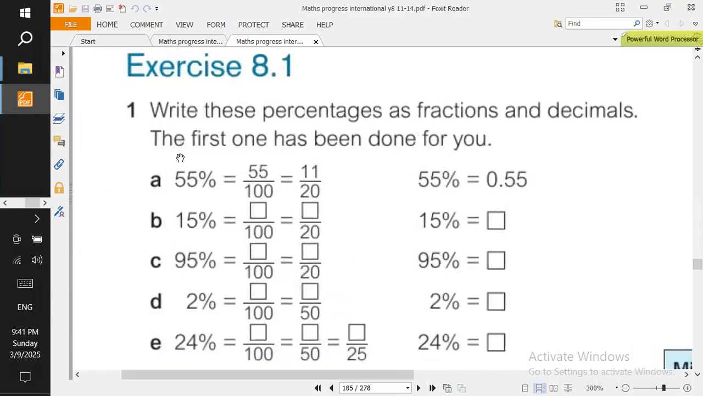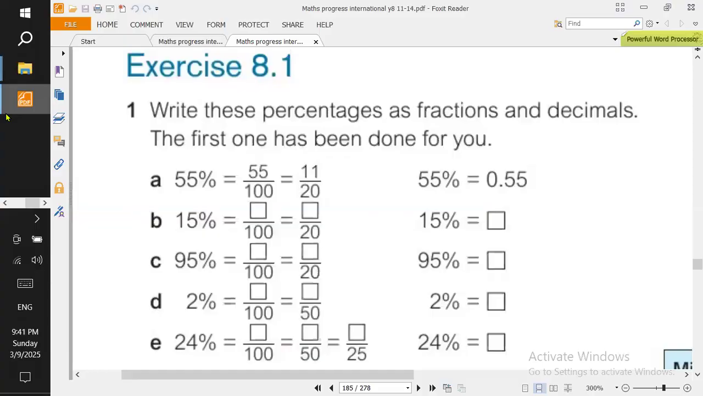First, here we have 55%. 55% means 55 over 100. So 55 over 100. And when you simplify it, you divide it by the highest common factor, which is 5. So divide by 5 is going to be 11. Divide by 5 is going to be 20. And 55% is the same as 0.55 as a decimal.